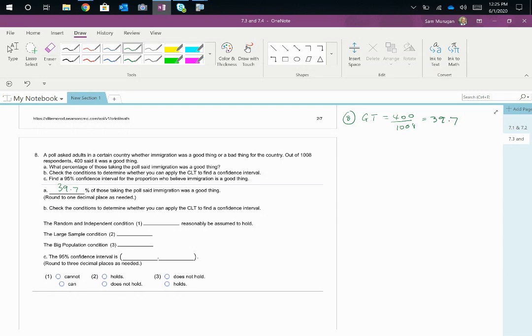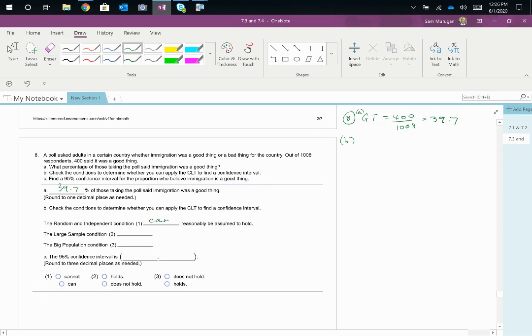Now, Part B wants us, this is Part A, Part B wants us to check whether the conditions to apply the central limit theorem are met. So we're going to assume, first of all, that the random and independent sample condition is met. Okay, so one, the random and independent sample can be reasonably assumed.